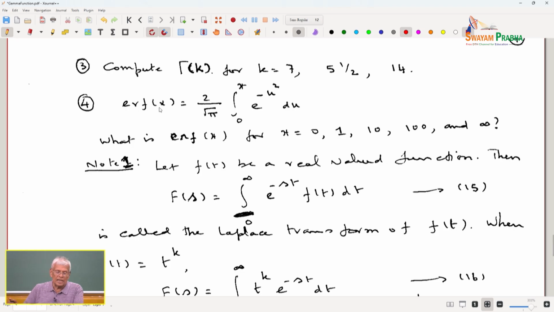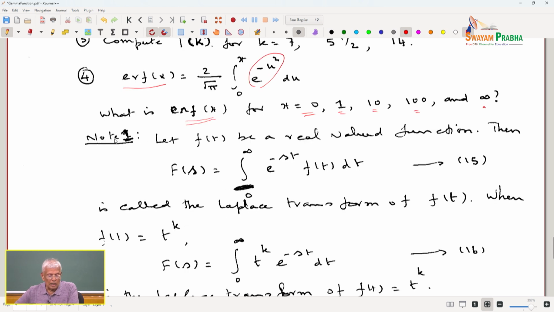You should know by now there is an error function which is related to the Gaussian distribution. The error function is defined by 2 over square root of pi, integral from 0 to x of e to the power of minus u square du. So this is the Gaussian integral again. So compute the value of the error function at x is equal to 0, x is equal to 1, x is equal to 10, x is equal to 100, and x is equal to infinity. So that's a very good exercise again in integration related to gamma function.